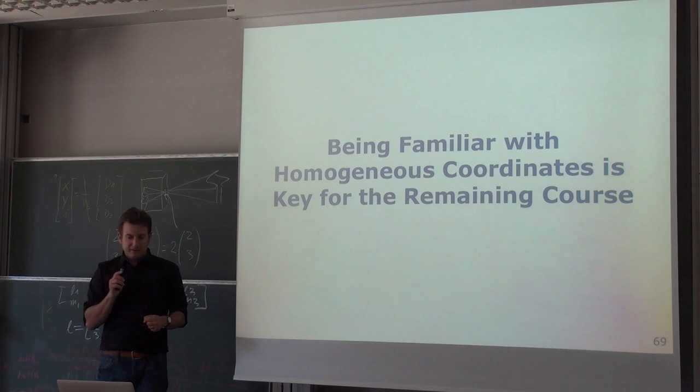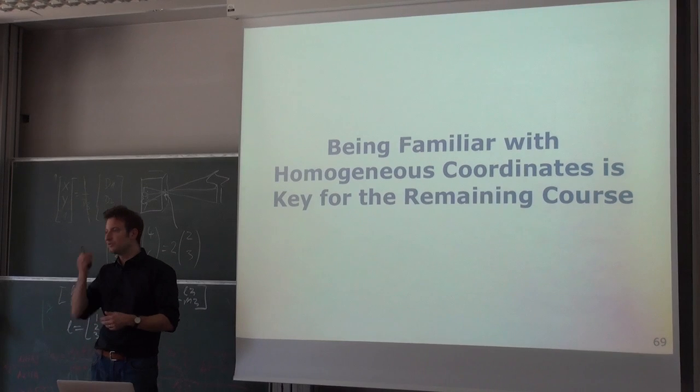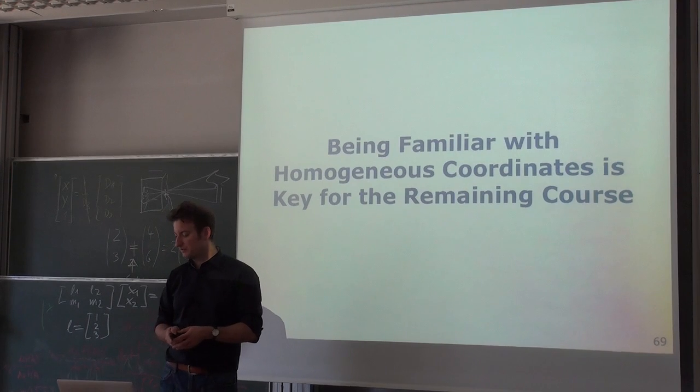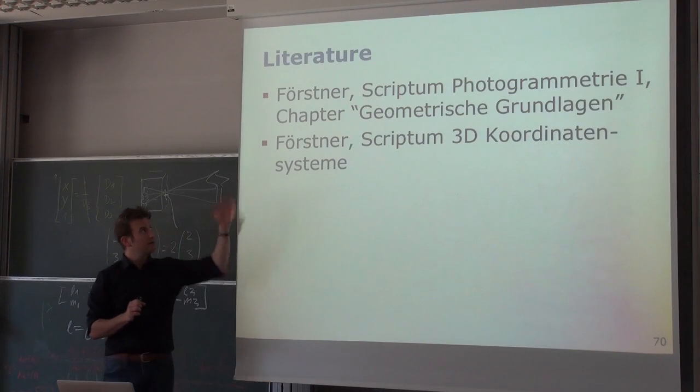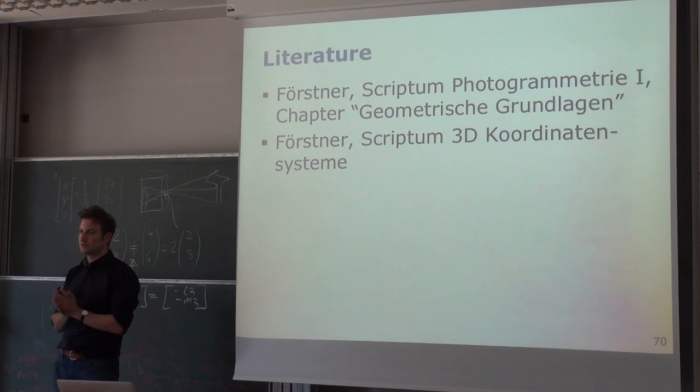Being familiar with using homogeneous coordinates in those transformations is something that you will need through the remaining part of the course and through the Photogrammetry II course, for at least 50 to 80% of the course material. So make sure you are familiar with that. There will be an exercise about homogeneous coordinates as well, so that you get familiar with using them if this is not already the case. Wolfgang Förstner's script also gives you a very good summary of what has happened here. I used exactly the same notation as in the script, so I can strongly recommend it.